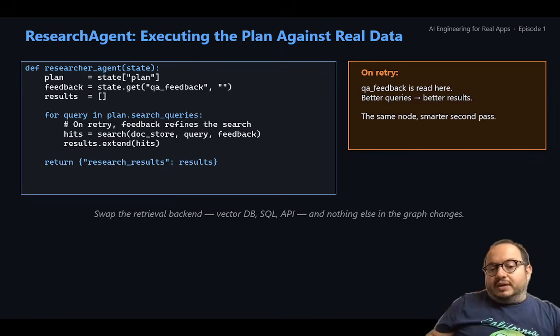I also want to mention the retry case. When the QAAgent triggers a retry, it sends execution back to this node, and it includes a note about what was insufficient. The ResearchAgent can read the note and adjust its search queries. This is basic but effective. A second pass with better queries often produces significantly better results.